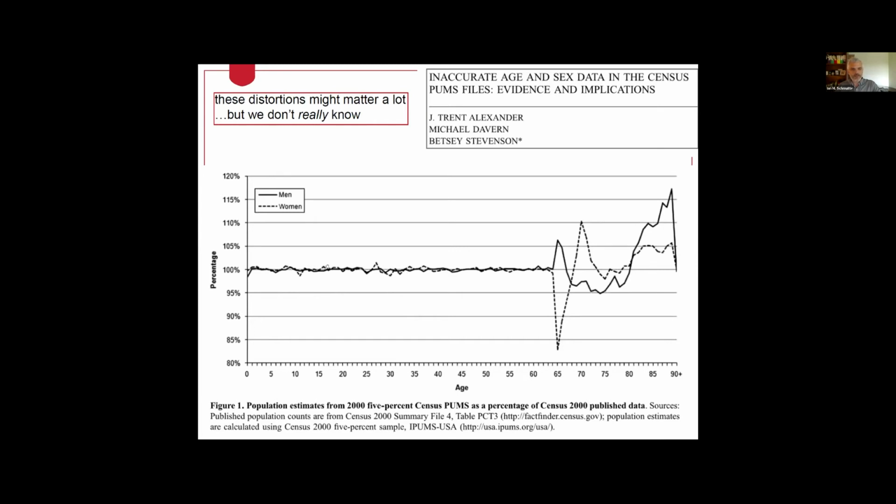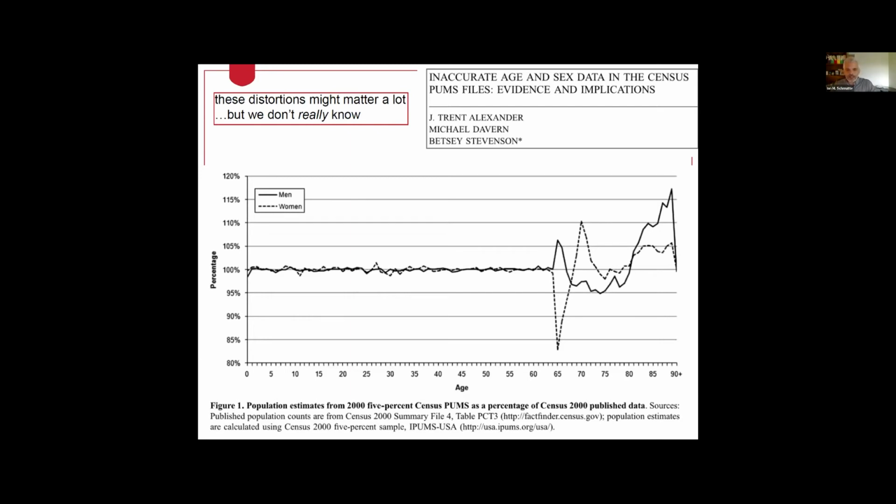The two estimates line up. And where they start to separate is around age 65 in the 5% microdata sample. For men, we see that there are too many men close to age 65 in the public use microdata sample relative to the 100% tabulations. And then, too few men between ages 67 and 80.